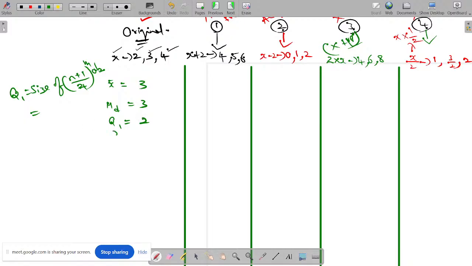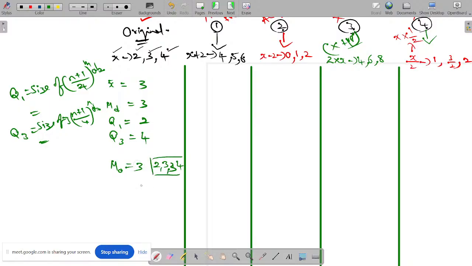Quartile 1 is 2. Quartile 3. How do you find quartile 3? Size of (n plus 1) by 4, 3 times of this observation. So this is 4 by 4, 1. So third observation, 4. Okay. Then we'll go for finding mode. For mode, I'm taking 2, 3, 3 and 4. So here the mode value is 3. So this is done with measures of averages.